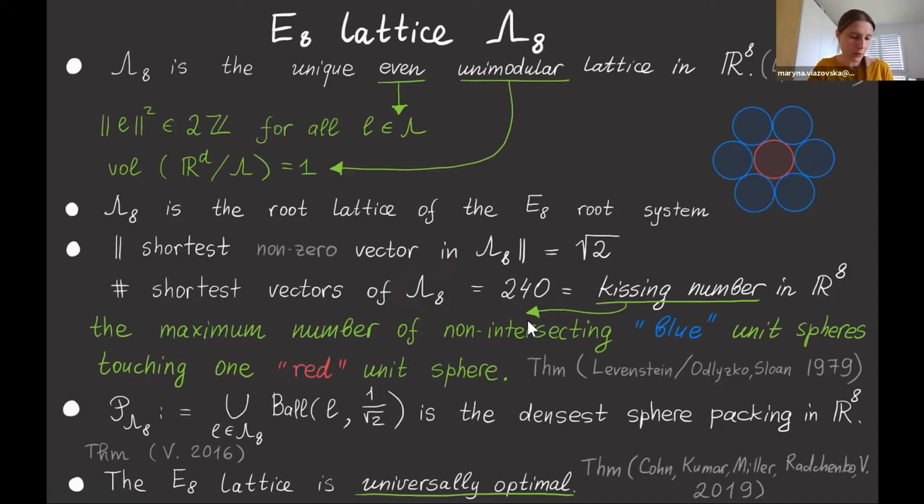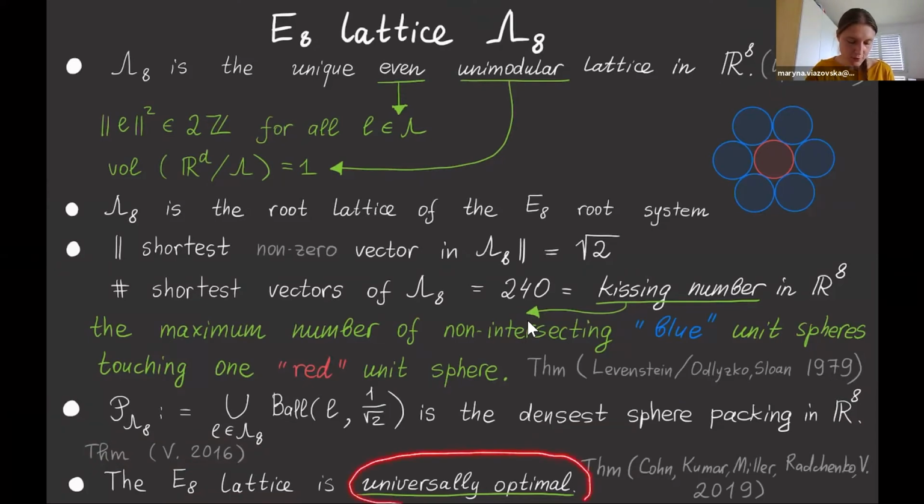And finally, for our E8 lattice, we know that the shortest vector has length square root of 2. So what we can do is put a ball of radius 1 divided by square root of 2 at each point of the lattice. This way we obtain a sphere packing, a configuration of non-intersecting open unit balls in dimension 8. It turns out that this configuration is the densest possible in dimension 8. This is the result I'm going to speak about today, and give you some insights about the method of the proof. Also, the E8 lattice has another remarkable property.